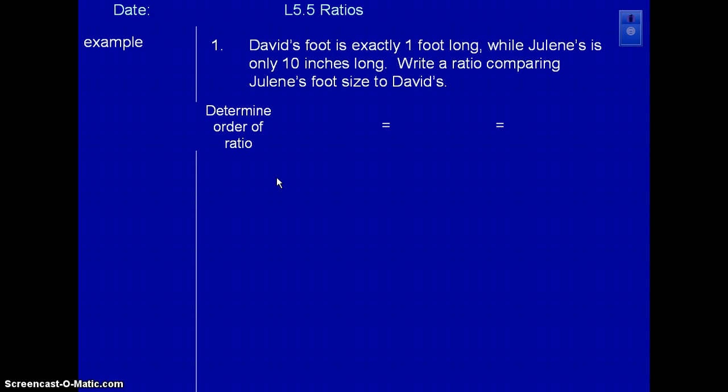Determine the order of the ratio. This is always important here. We are comparing Julien to David according to the final sentence. Ratio comparing Julien to David. So Julien does have to be the numerator.